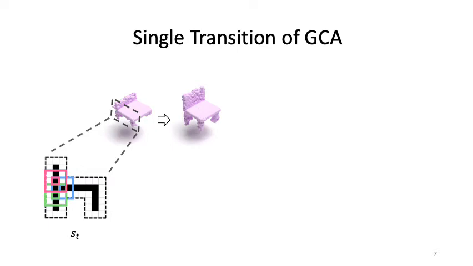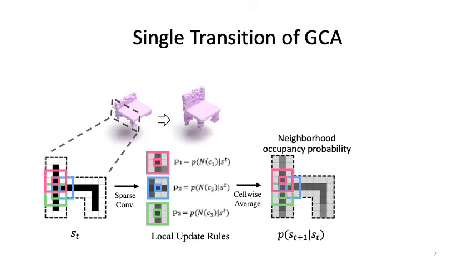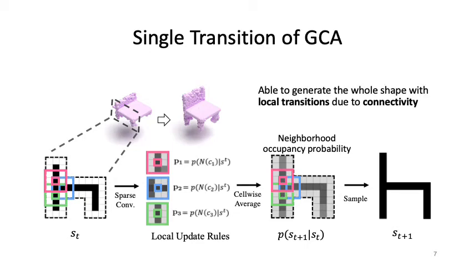For each cell in the intermediate state, we compute the occupancy probability of corresponding neighborhood cells, which is the local update rules of cellular automata. Then, we aggregate the probabilities, inferring the probability of neighborhood state from which we sample the next state. GCA is able to produce the whole shape with only local transitions by exploiting the connectivity of 3D shapes. In the full manuscript, we also introduce a training algorithm using the infusion training and prove that the training sequence converges to the full shape.